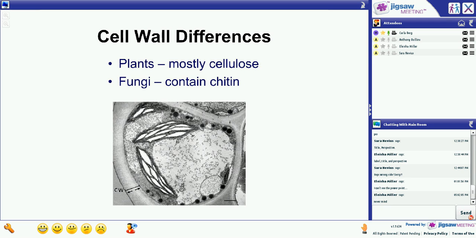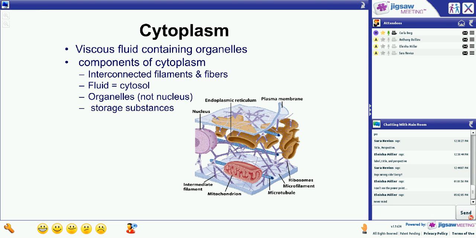The plant cell walls are made up mostly of cellulose, and fungus cell walls are made up mostly of chitin. Inside the cell walls is cytoplasm, which is a viscous fluid that contains the organelles. Cytoplasm is mostly made up of interconnected filaments and fibers, a fluid or cytosol, organelles, but not the nucleus, and storage substances.